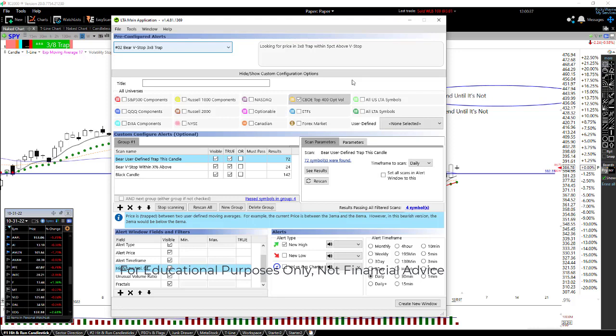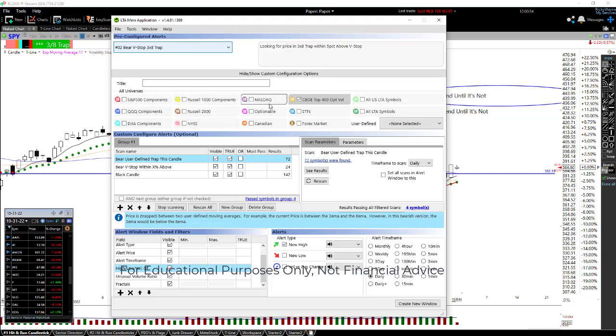I personally do not use it. It doesn't mean that it's bad. It just means I don't use it. That's all it means. But we'll certainly talk about it. So I've got it loaded here. All you have to do is click on it, and it loads it right up.